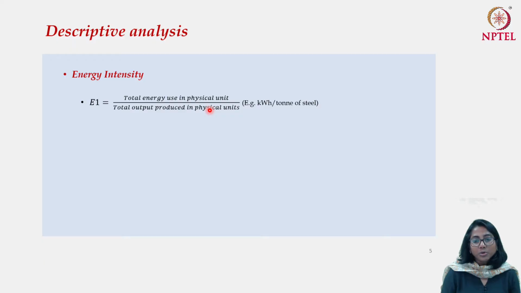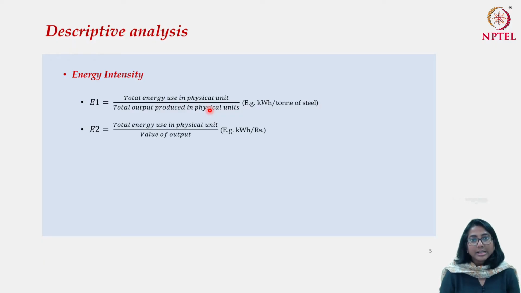In that case, what do we do? We just convert the denominator into the value of output. So instead of saying what is the physical amount of output produced, which is kind of impossible to depict in this kind of a situation, we say what is the value of output produced. So if X tons of steel are produced, we will convert them into the value of steel by multiplying them by the market price. If Y tons of cement are being produced, we will multiply it by the market price of cement and convert it to the value of cement produced.